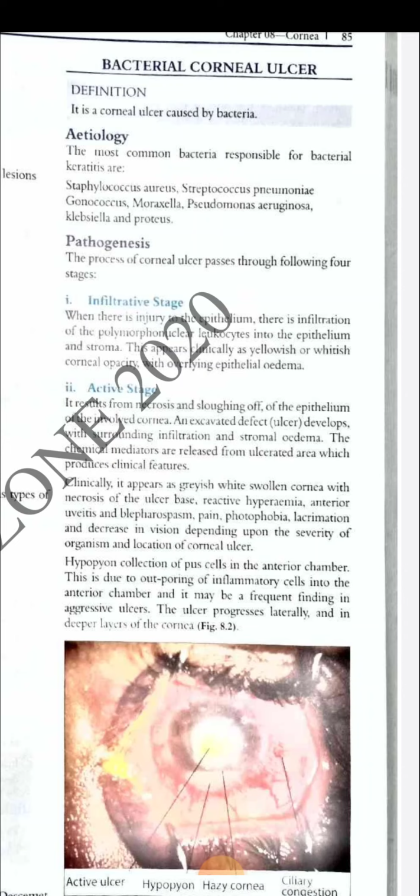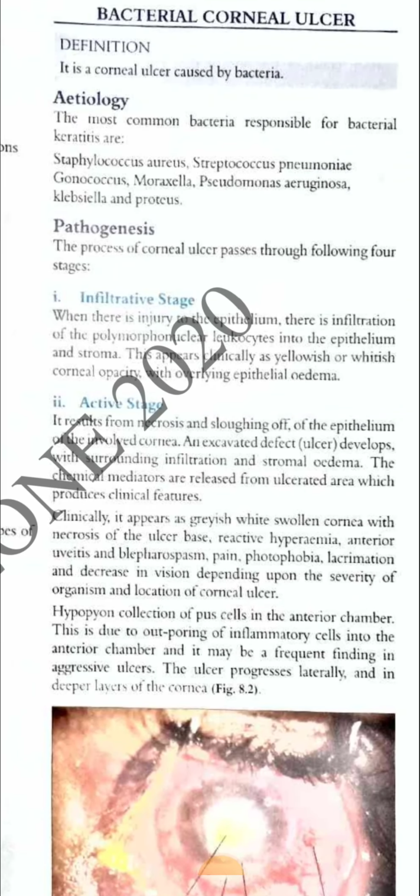So let us start from the infiltrative stage. Let us suppose that a person's corneal epithelium is destroyed, as it is also an injury. So the inflammatory process starts and there is infiltration of polymorphonuclear leukocytes into the epithelium and stroma of the cornea. And at this stage, the cornea is seen as a yellowish or whitish colored opacity.